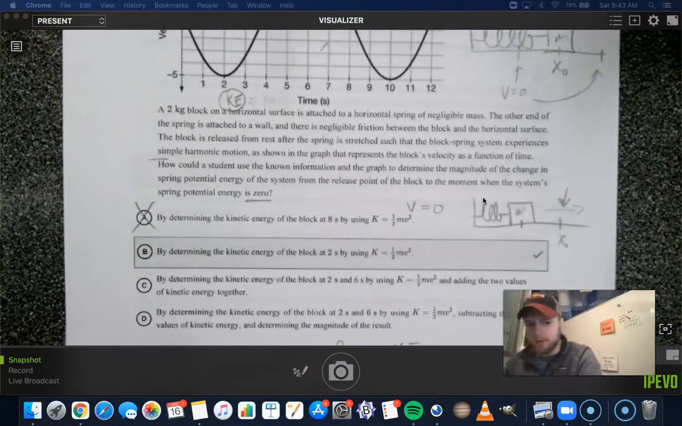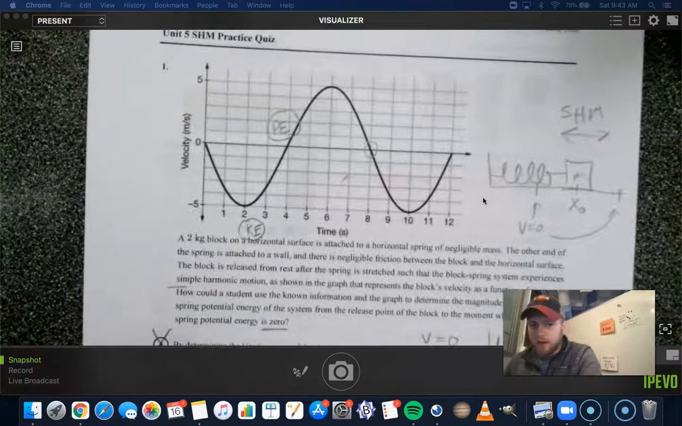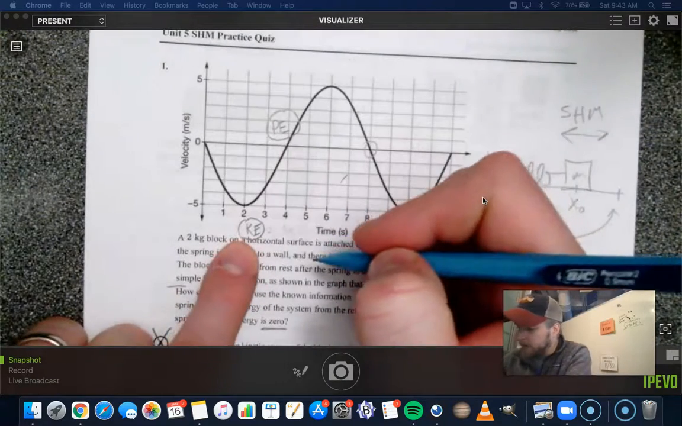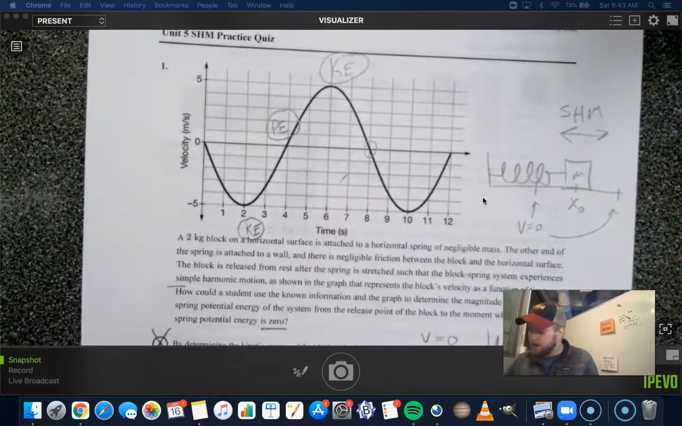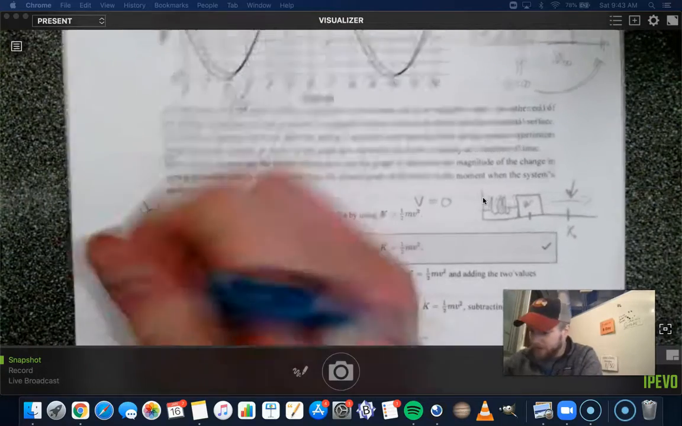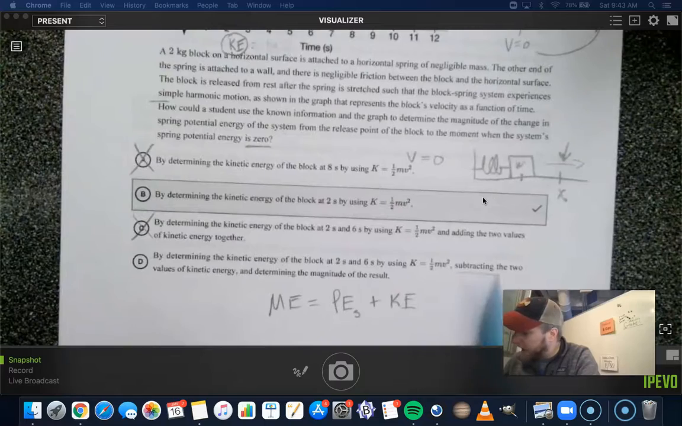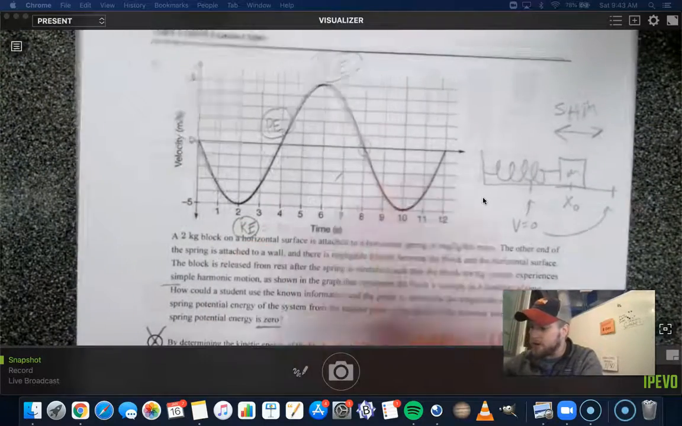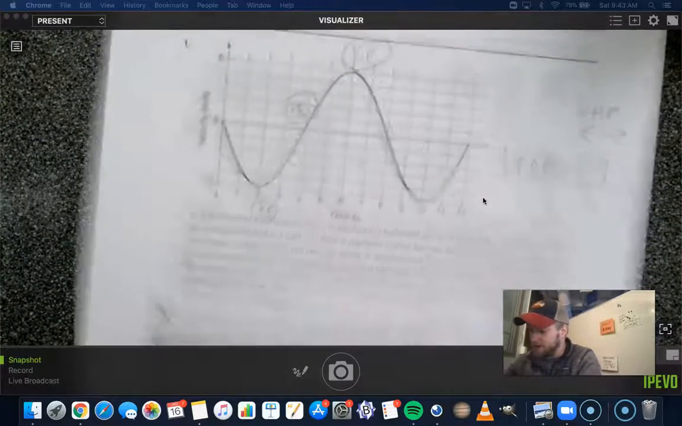Let's skip over B for just a moment. This says determine the kinetic energy of the blocks at 2 seconds and 6 seconds and add the two values. So, okay, this would give us the kinetic energy at some later time. Answer choice C is basically saying double the total energy in the system. So that's kind of nonsense. Let's look at the next one. It says the same thing but subtract them. Okay, we'd have a total amount of energy here, a total amount of energy here, and if you subtracted them, you would get that the total energy is again 0.